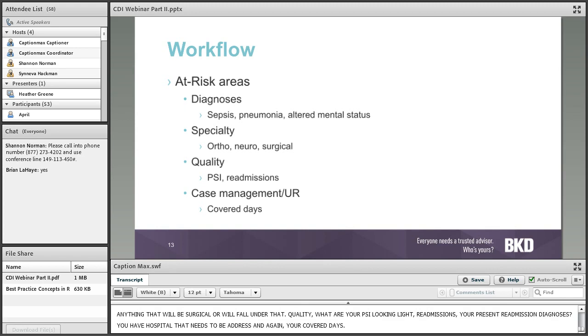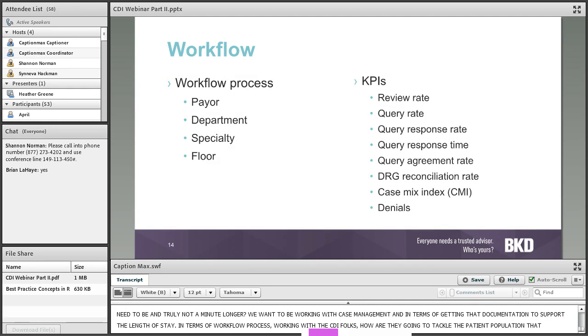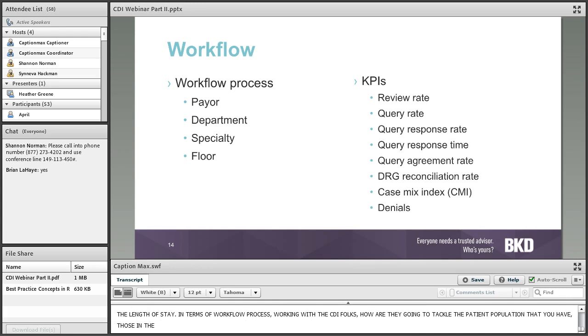Quality, what are your PSIs looking like, your readmissions, your present on admission diagnoses? Do you have hospital-acquired conditions that need to be addressed? CDI is great at helping with this. And again, your covered days. Does it make sense? Are your patients in the hospital as long as they need to be and truly not a minute longer? We want to be working with case management, and you are, in terms of getting that documentation to support that length of stay.